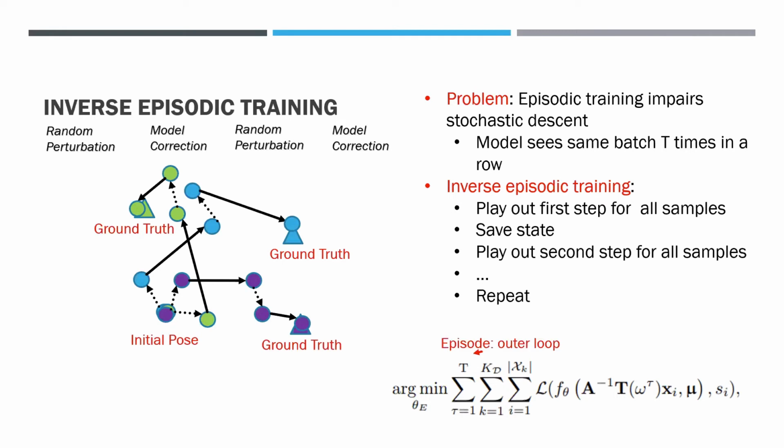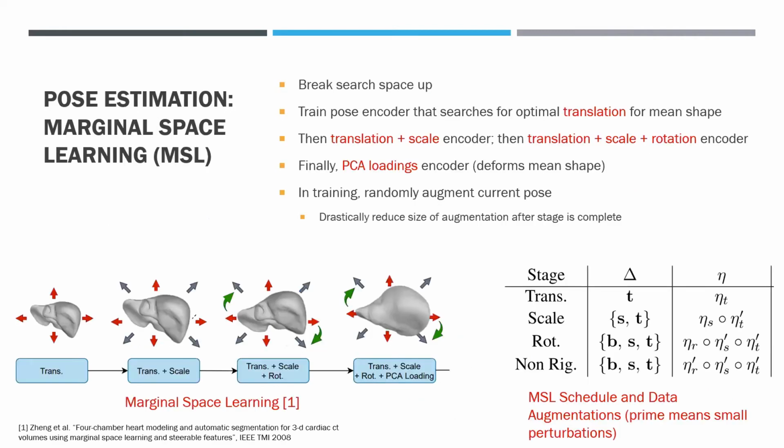Now, in terms of loss formulation, what this simply means is that the inner loop, the episode which was previously an inner loop, is now the outer loop. So that's the only kind of difference formulaically. Okay, so that was episodic. So we talked about the agent-based formulation, episodic training, inverse episodic training.